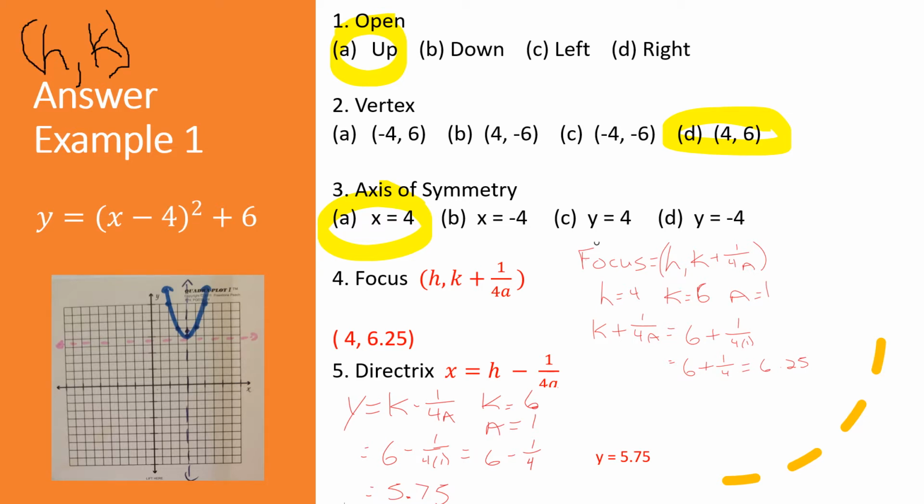Anyway, HK is the vertex. So if you look at the formula from what you hopefully wrote down already, it's negative H, K. So in the formula, even though it's a minus here, it's the opposite of what H really was. So your vertex would have been the opposite of this, which is going to be 4. And the K is the same. There's no sign change for that.